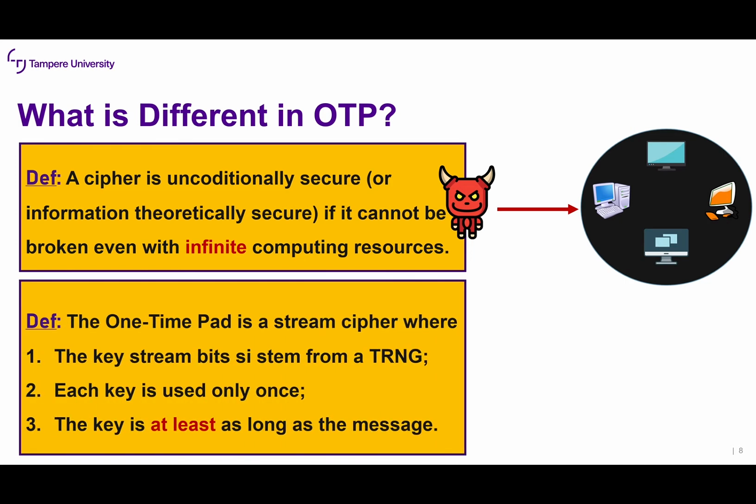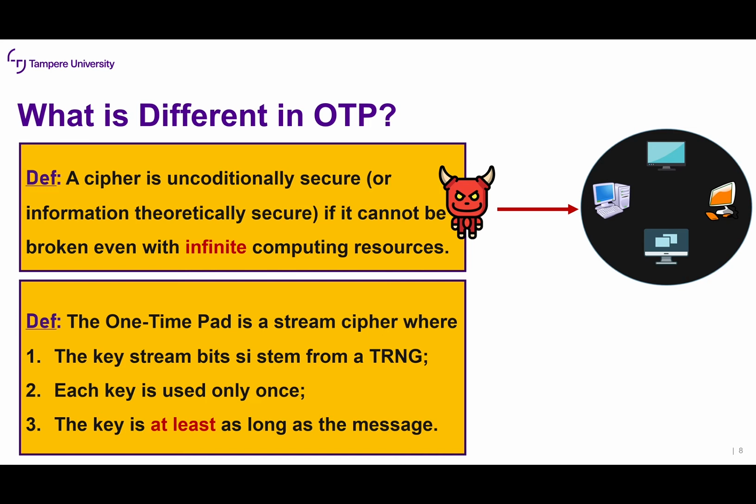Now, the one-time pad is a stream cipher with three main properties. First of all, the key stream bits si stem from a TRNG, which stands for a true random number generator. We have built some functions that can mimic the process of truly randomizing numbers and picking almost truly random numbers. This is a field on its own, how to create true random numbers.